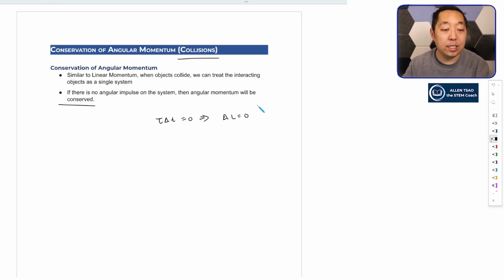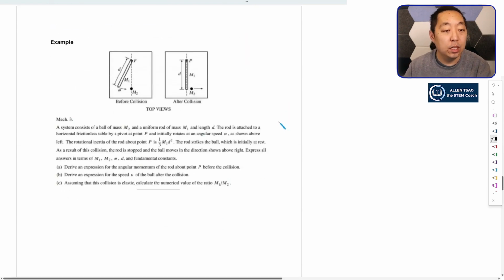Because there are cases, and this is the one thing you want to be very careful on, in a collision, we don't just want to assume that linear momentum is conserved and angular momentum is conserved. That's not true. You need to analyze whether or not there's an external impulse for linear momentum and whether there's an external angular impulse for angular momentum to decide whether or not it's conserved or not. So let's take a look at this.